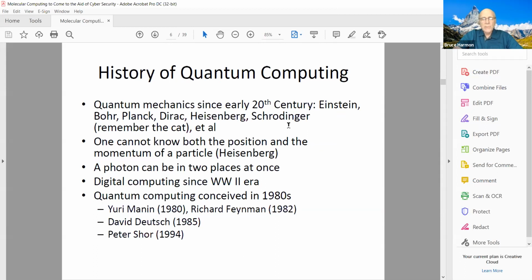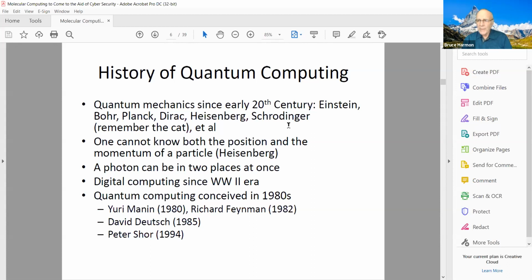Central to all of this is that we cannot know both the position and the momentum of a particle. This was posed by Heisenberg, and it has become named the Heisenberg uncertainty principle, and essentially underlies quantum mechanics. And it's not intuitive at all. We also understand that a photon can be in two places at once, and multiple places, presumably.